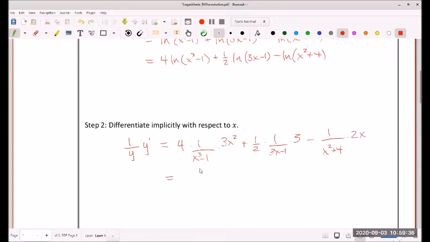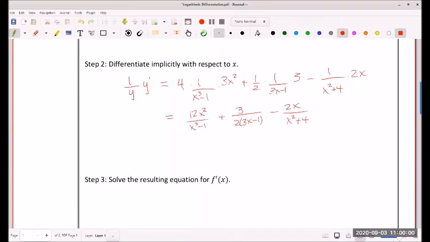And I can simplify this down. This will be 12x squared over x cubed minus 1 plus 3 over 2 times 3x minus 1 minus 2x over x squared plus 4.